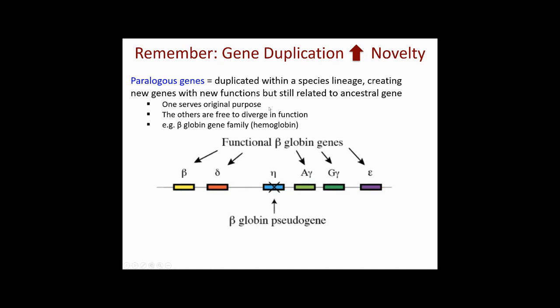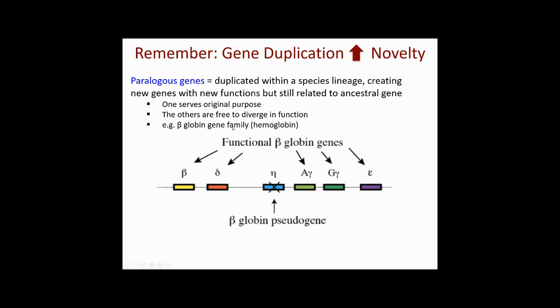One of those copies can serve the original function or purpose, while the other duplicate copies are "free to diverge in function." They can be mutated or modified and changed over time to add to the complexity of the organism's phenotype or diversity of its genotype.